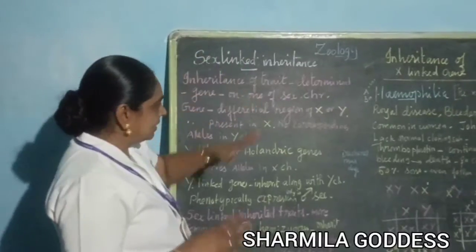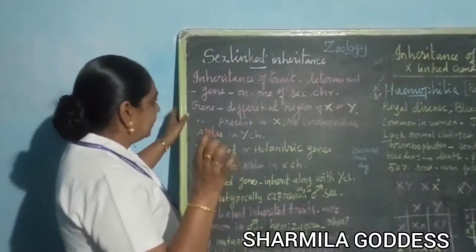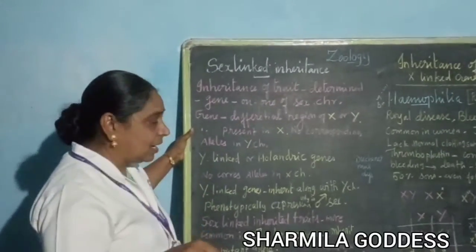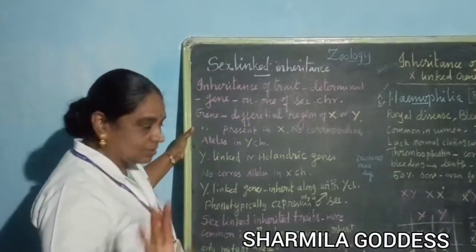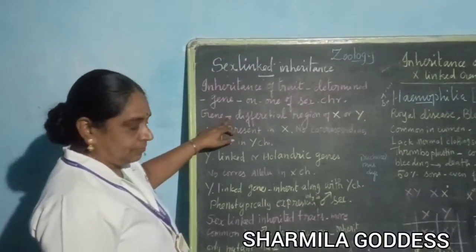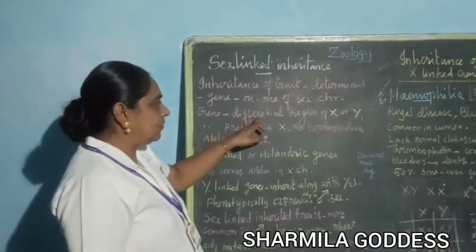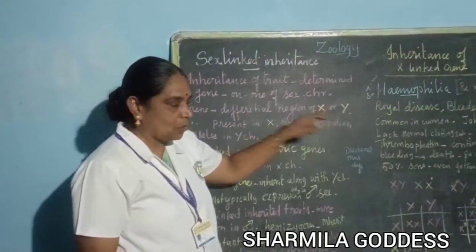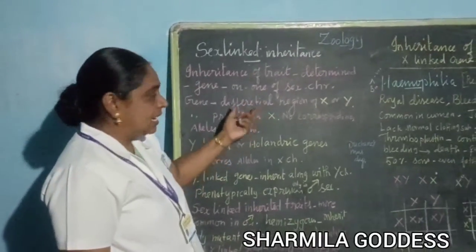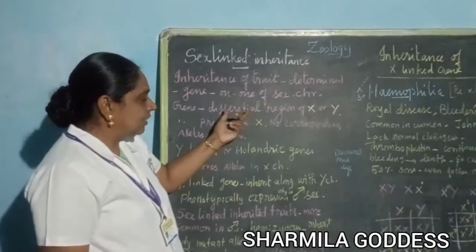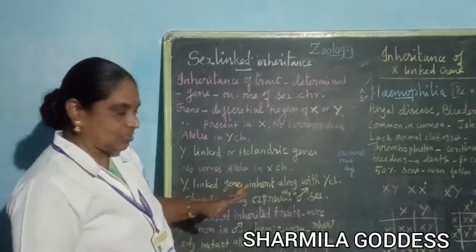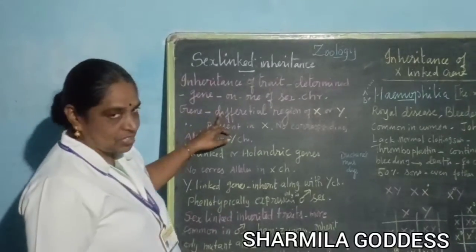Sex-linked inheritance is nothing but the inheritance of a trait determined by a gene located on any one of the sex chromosomes. That is the definition. The genes are present on a differential region of X or Y. What is the differential region? The differential region is the region in which crossing over or recombination does not take place.